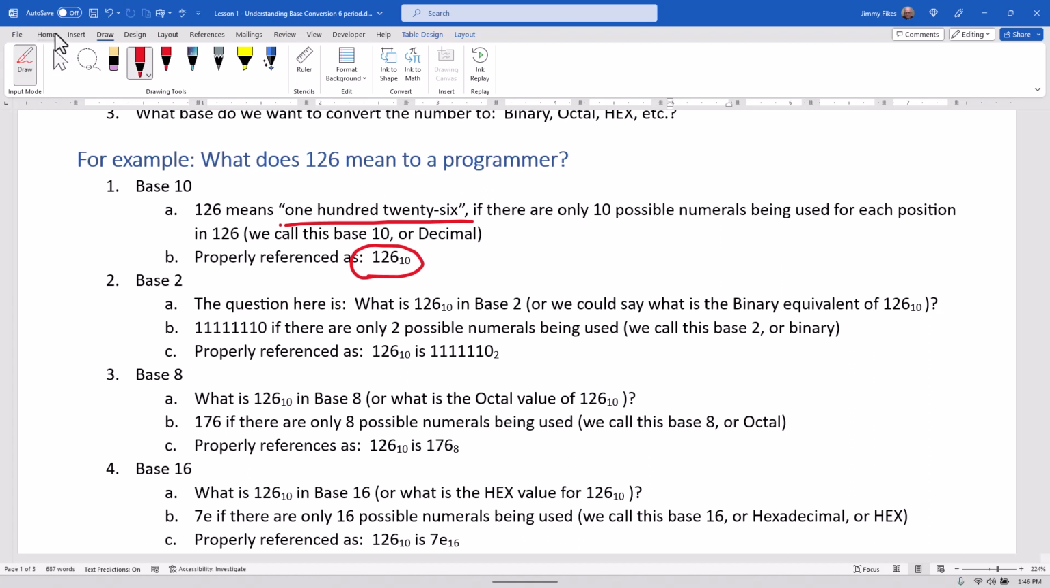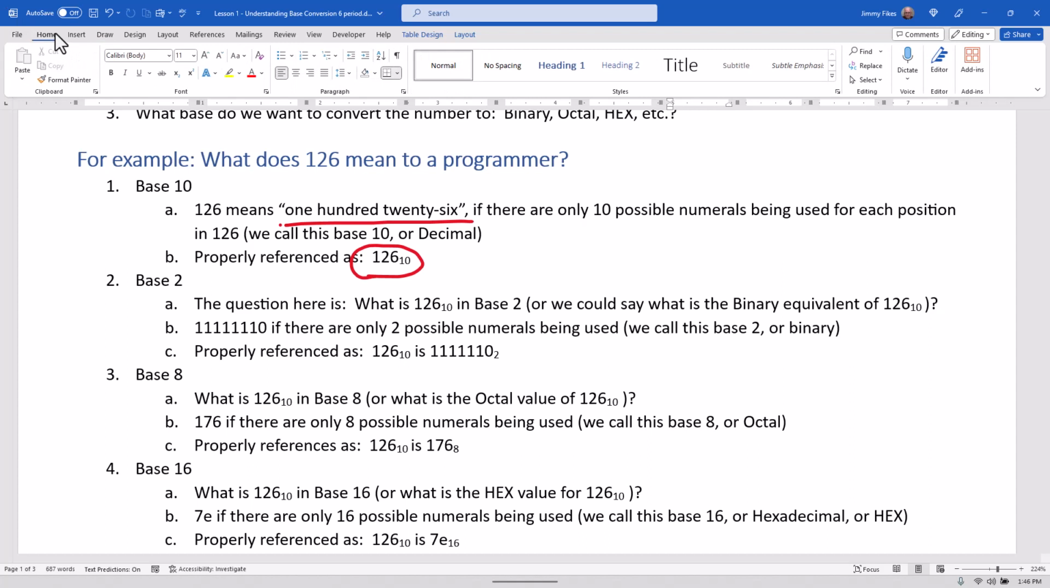Now in Microsoft Word, if you look up here on the ribbon, right up here where the fonts are, right in here, if I could get my computer to work up here.